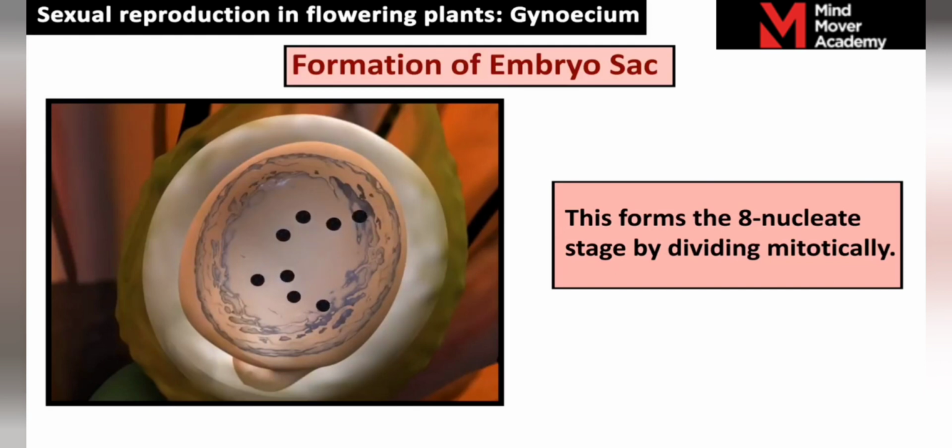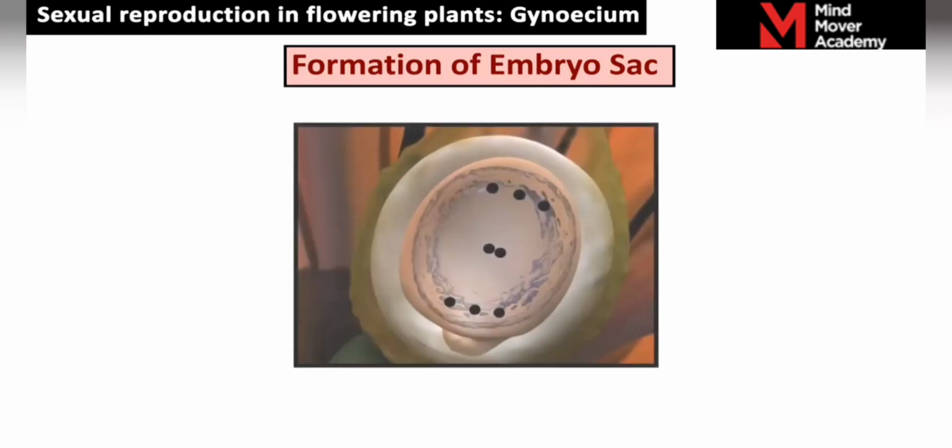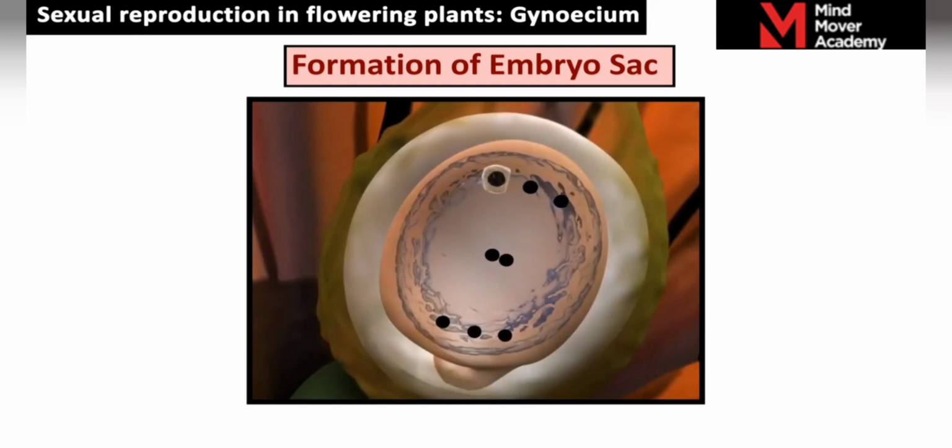After the 8-nucleate stage, cell walls are laid down, leading to the organization of the typical female gametophyte or the embryo sac. Observe the image shown here. 6 of the 8 nuclei give rise to 6 different cells when surrounded by cell walls. The remaining 2 nuclei, called the polar nuclei, are situated below the egg apparatus and constitute a single large cell known as the central cell.